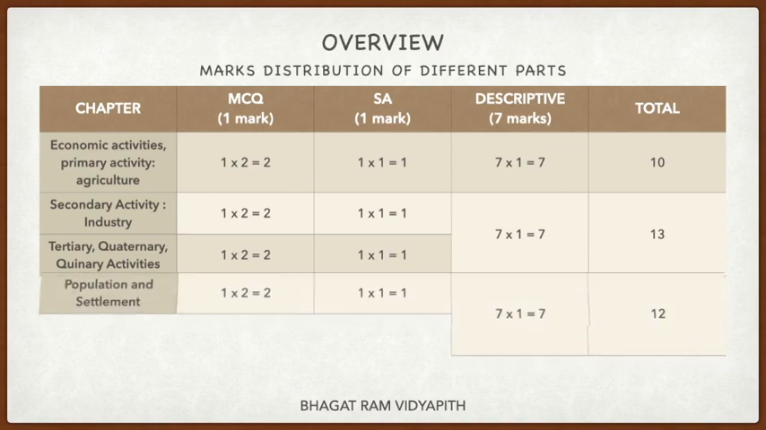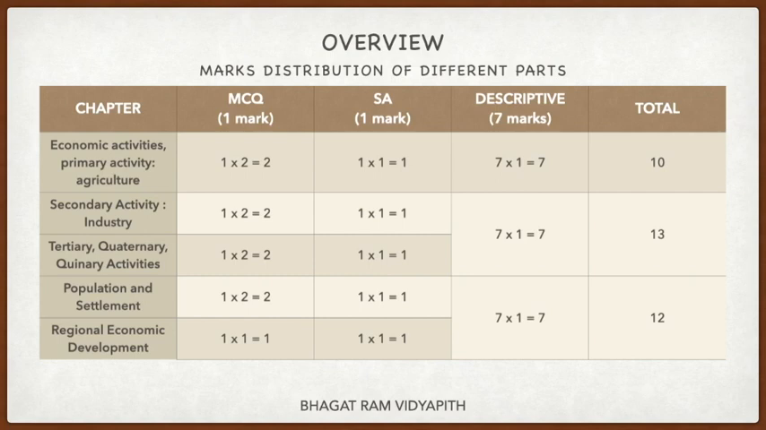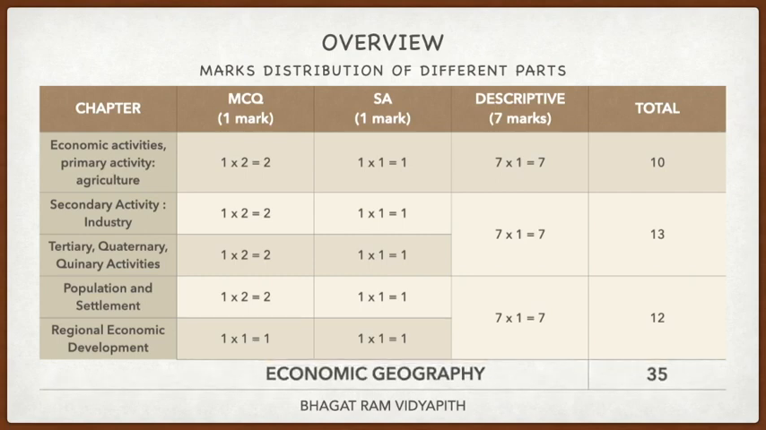After this, we have population and settlement, and then regional and economic development. Once again, 1 descriptive question can be expected from these 2 sections taken together. Here we see 10, 13, and 12 total out to 35 marks from economic geography.